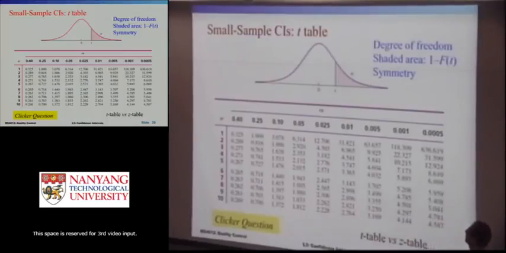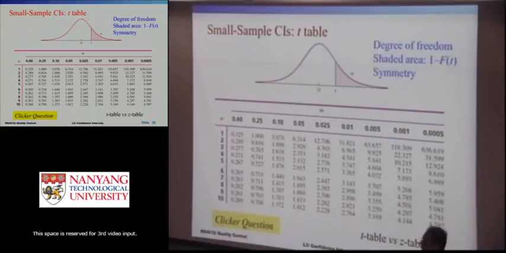Then we look at the small sample confidence interval. I said that we need to replace the z value by the t value. So this is a sample of a t table, part of a t table. The first column is the degrees of freedom, nu. So this degree of freedom equals 1. When the degree of freedom equals 1, how many items do we have? 2, right? So the degrees of freedom is n minus 1.